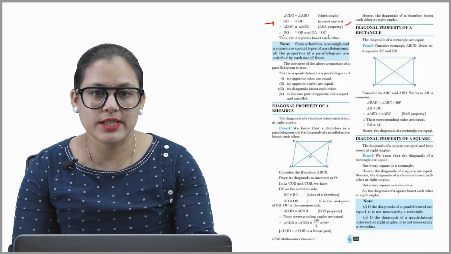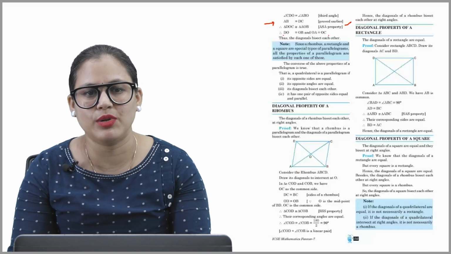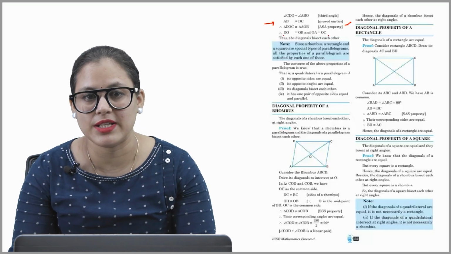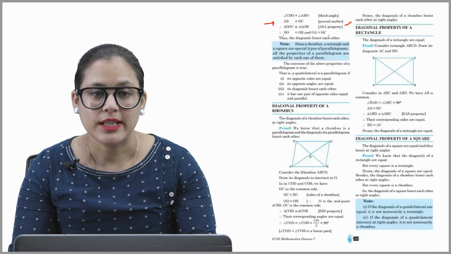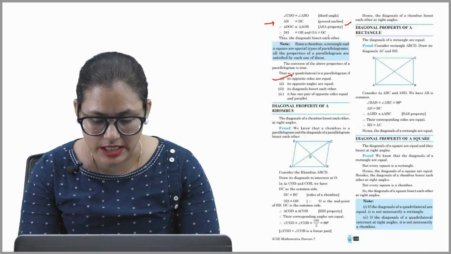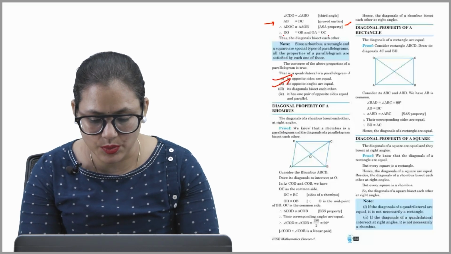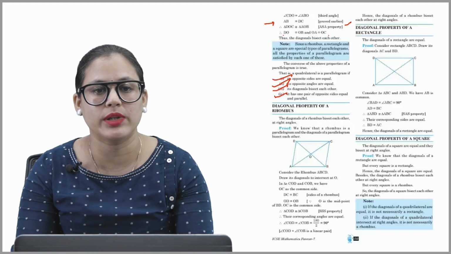Note, since a rhombus, a rectangle and a square are special types of parallelograms, all the properties of a parallelogram are satisfied by each one of these. The converse of the above properties of a parallelogram is true. That is, a quadrilateral is a parallelogram if its opposite sides are equal, its opposite angles are equal, its diagonals bisect each other, and it has 1 pair of opposite sides equal and parallel.